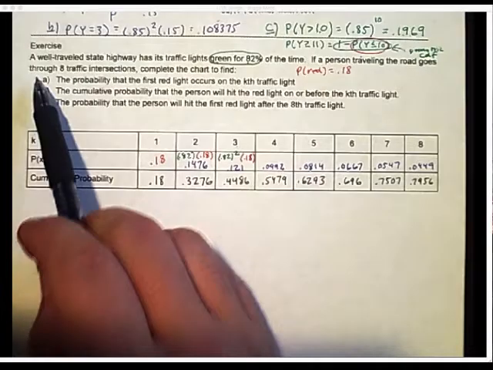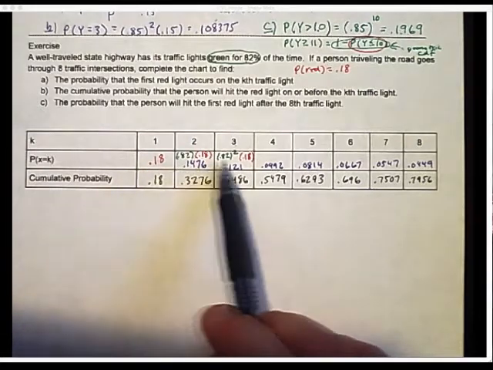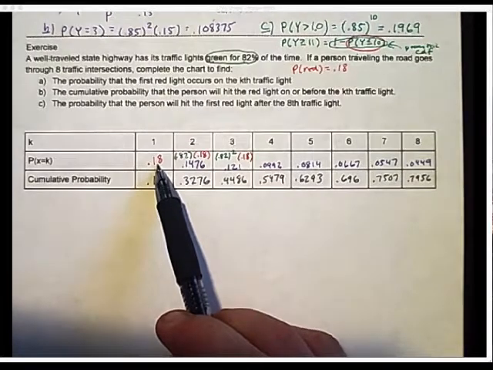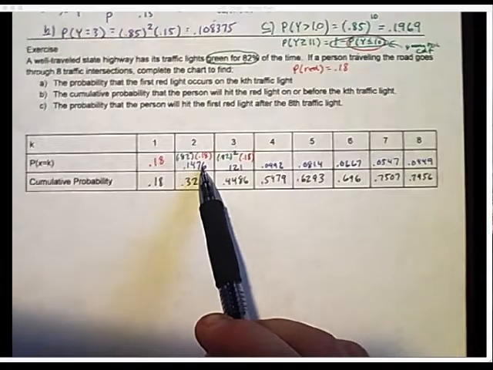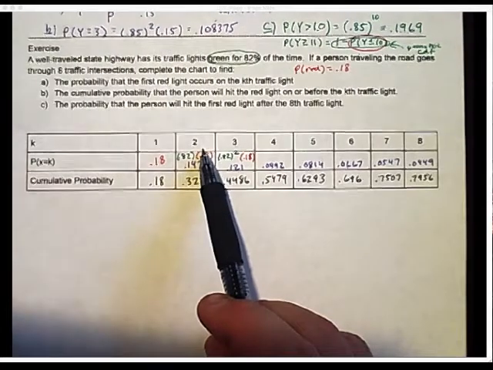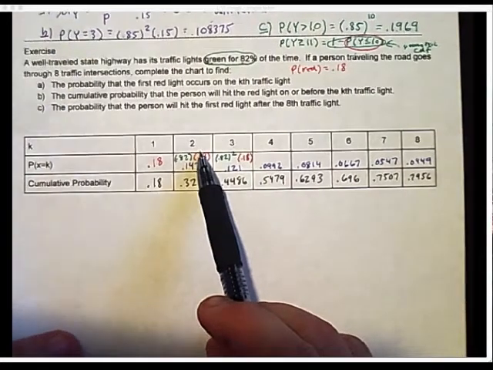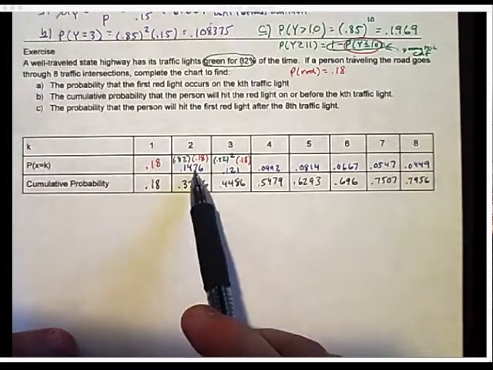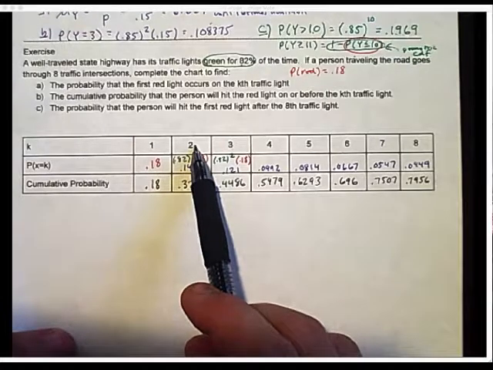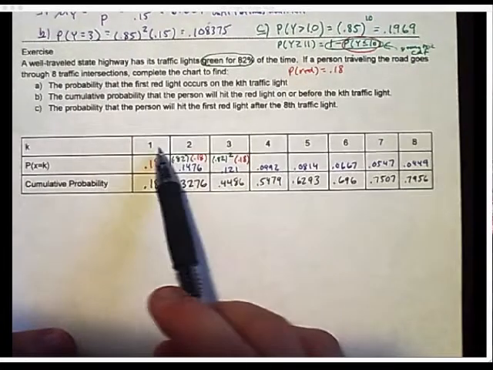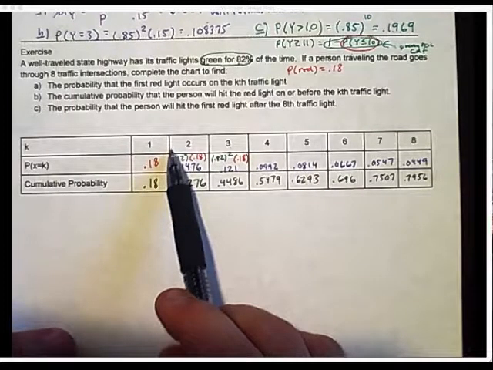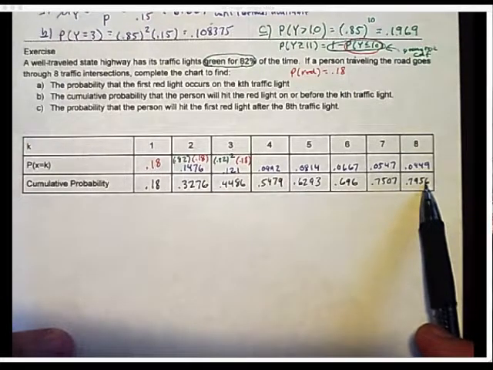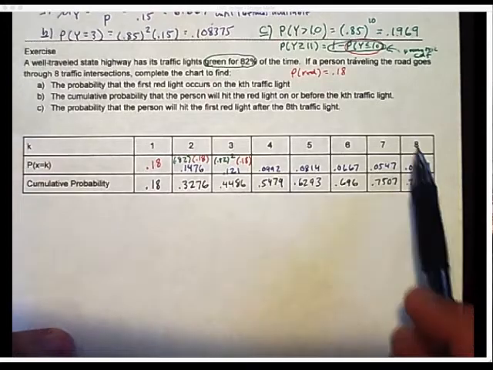So we did parts A and B. We found the probability that the first red light happens on each of these. All right. So there's an 18% chance that the first light I run into is red. There's a 14.76% chance that the second light is the first light that I come to that's red. All right. So on and so forth. And these cumulative probabilities, what's the probability that the first light I come to as red happens on the second trial or before? It's a left tail. Okay. So there's a 79.56% chance that I hit my first red light on or before the 8th trial.